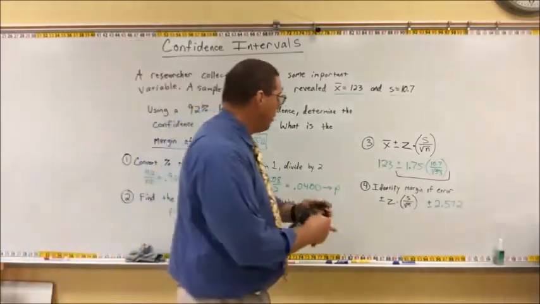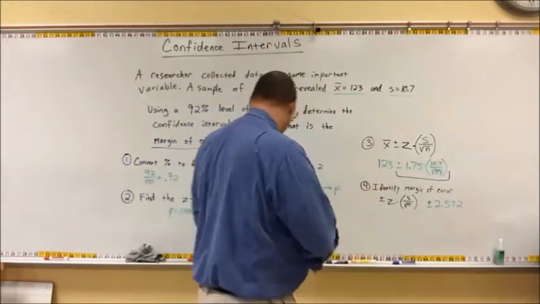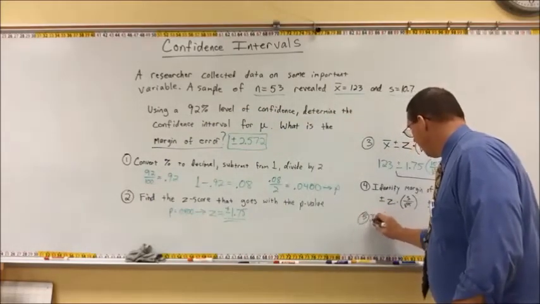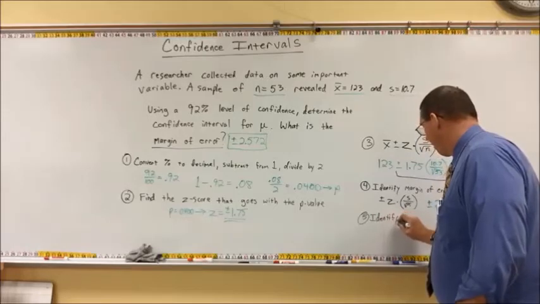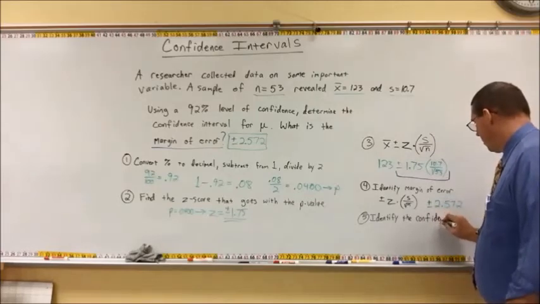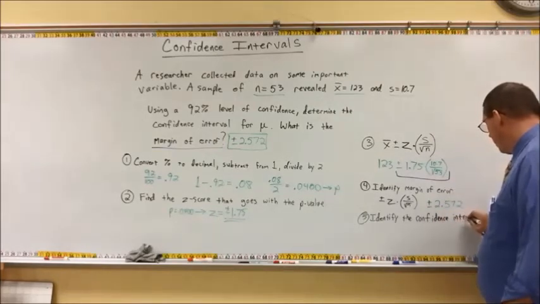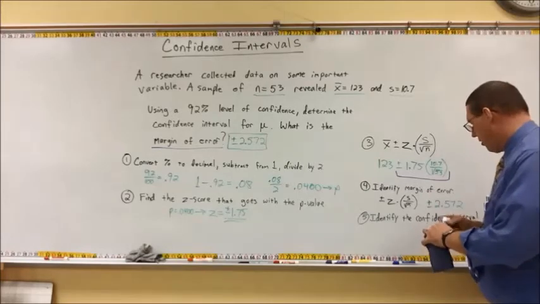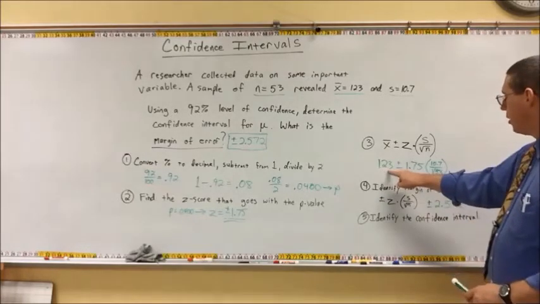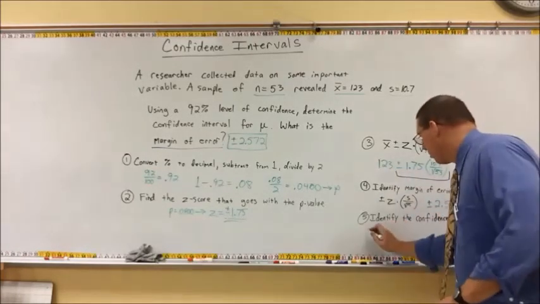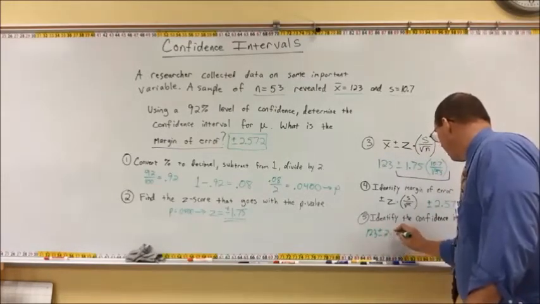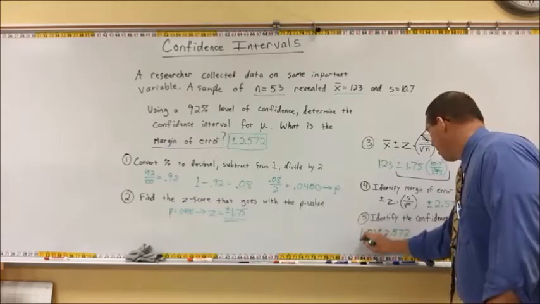Well, the confidence interval is the rest of this. We're going to do, so step 5 is identify the confidence interval. Okay, and the confidence interval, what we're going to do for that is we're going to do 123 plus or minus this number. So it's going to be 123 plus or minus 2.572. So this is your confidence interval.